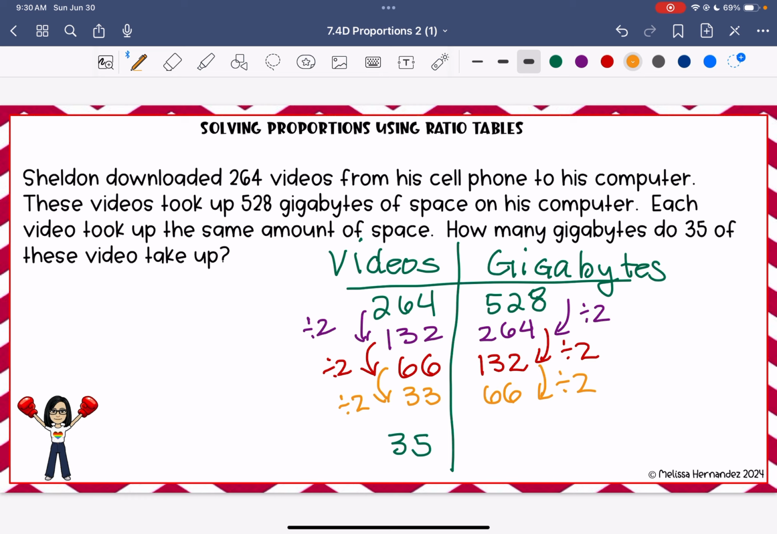However, because it's easier to see that when you double 33, you're going to get 66. So in other words, that would be your scale factor. So I could keep going, or since I've already realized that the left side doubles the right side, all I have to do is double my 35, and that's it. If I double my 35, that will give me 70. So the answer would be 70 gigabytes.